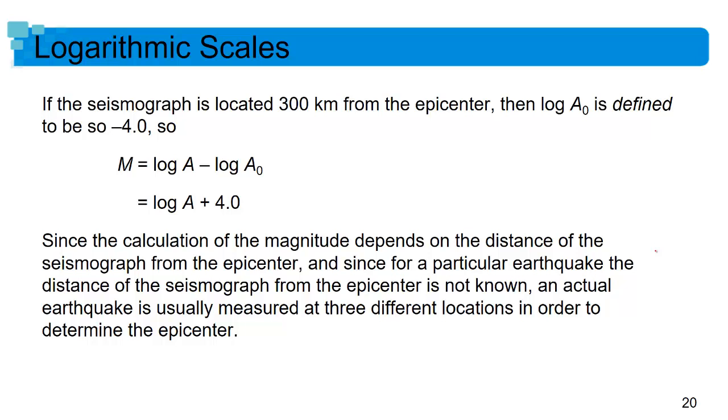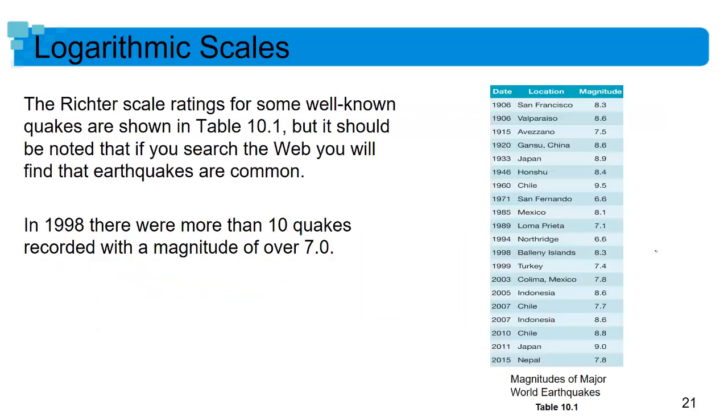Since the calculation of the magnitude depends on the distance, you have to know all these types of things to figure it out. And so you need to be measured at 3 different locations in order to triangulate where it comes from and how strong it was, because you have to know distance and location, right? So that's why you need 3. Here are some examples of some of the biggest earthquakes ever recorded.